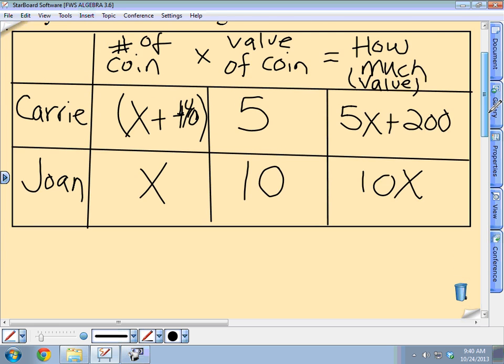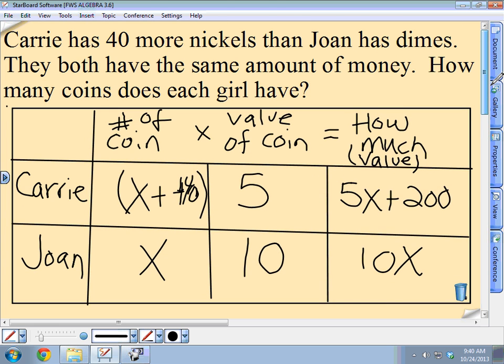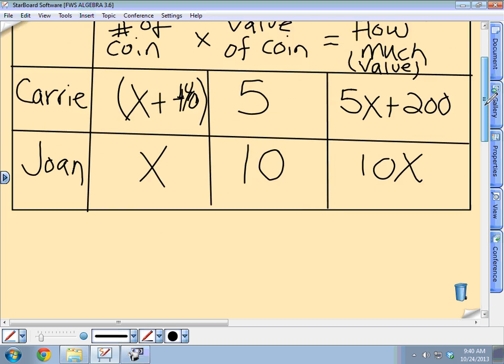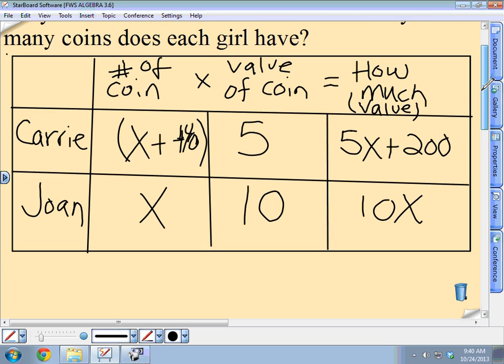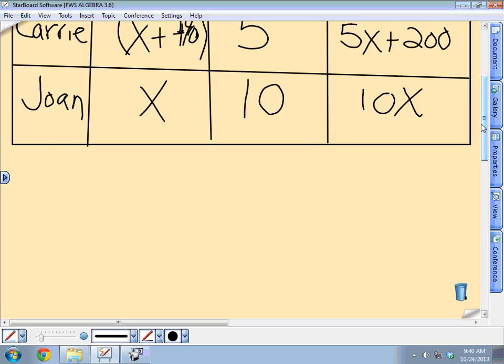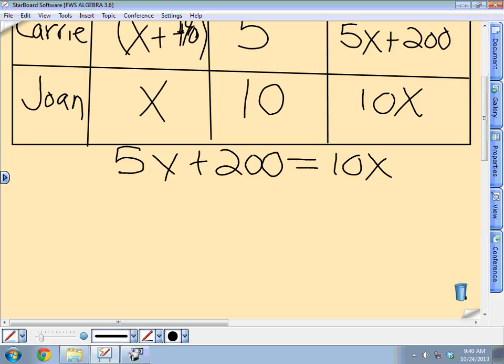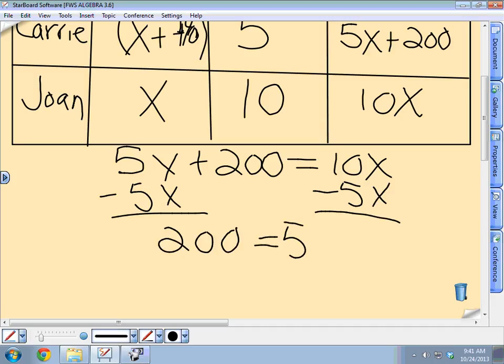Let's solve this. It tells you here they both have the same amount of money. So those are the same amount of money. You have 5x plus 200 equals 10x, right? Then you solve this just like a normal equation. Once you get to here, it's just what we've been doing. If I subtract 5x from each side, I'm left with 200 equals 5x.